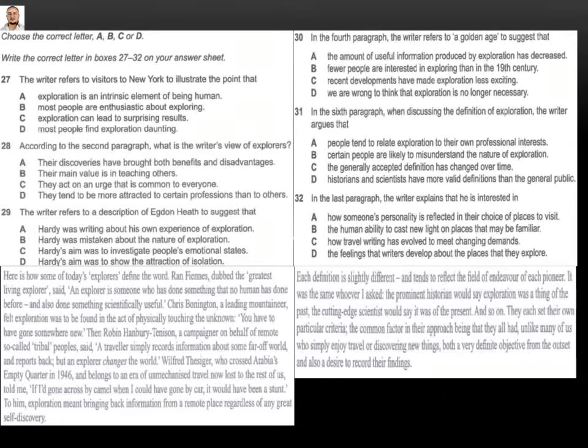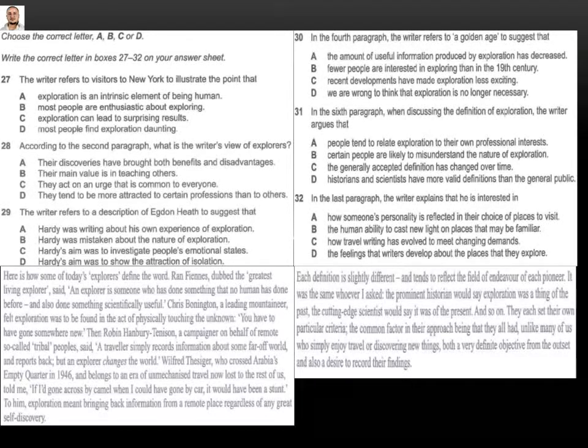Each definition is slightly different and tends to reflect the field of endeavor of each pioneer. It was the same whoever I asked. The prominent historian would say exploration was a thing of the past. The cutting-edge scientist would say it was of the present, and so on. They each set their own particular criteria, the common factor in their approach being that they all had, unlike many of us who simply enjoy travel or discovering new things, both a very definite objective from the outset and also a desire to record their findings.